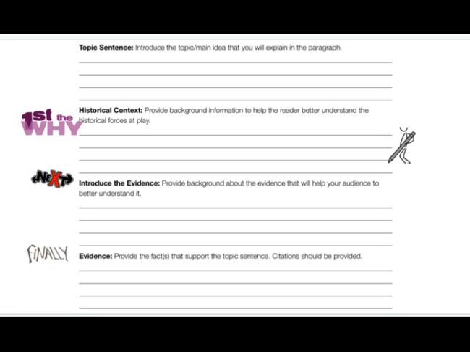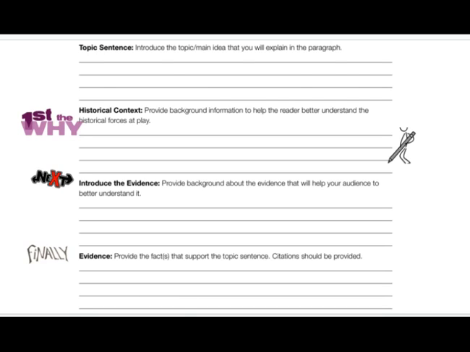Now, let's break this down. We're going to need a topic sentence, which is going to introduce the topic or main idea that we're going to explain in the paragraph. Then we're going to need the why, meaning the background information, which I told you we're going to look at another time. Next, we're going to introduce the evidence, meaning we're going to give background about the evidence that's going to help the audience better understand it. Finally, we're going to bring the evidence. We're going to use the facts that support the topic sentence. And yes, we're going to cite it.